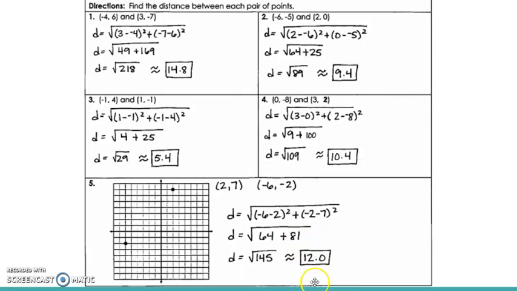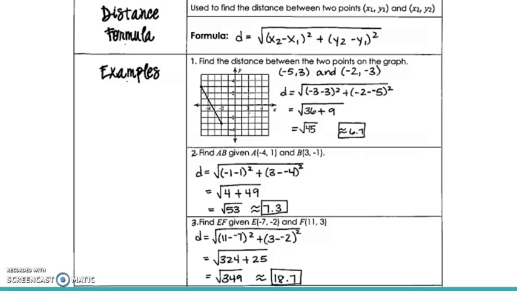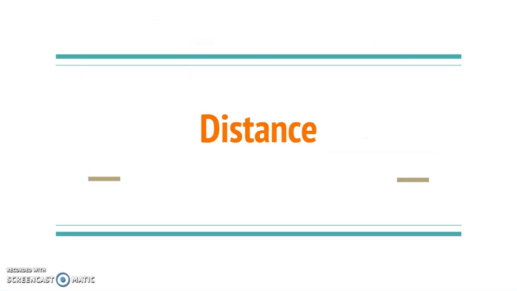Now we don't want to write just 12, because if it was just 12, then I would have taken the square root of 144. So we do need that 0.0 to indicate that it's been rounded. And again, that's our distance. We are going to have to remember that formula, but we'll be doing a ton of practice in class.